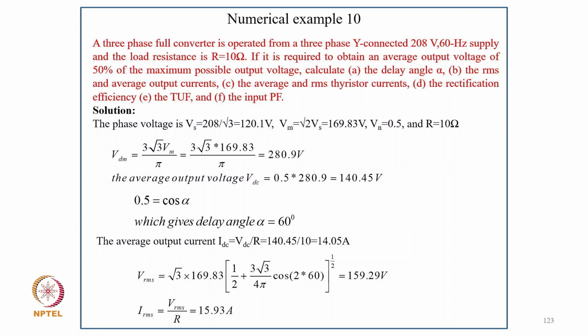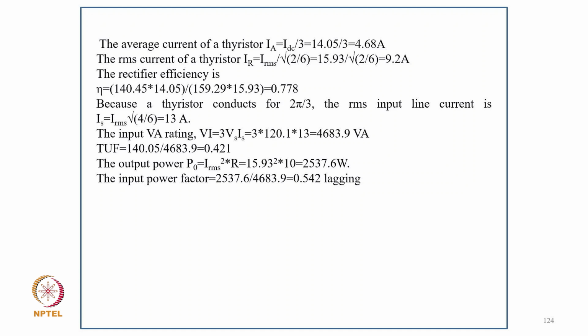Vdn equal to 3 root 3 upon pi Vm, that is 280.29, and the average voltage is 140 volt, with 0.5 equal to cos alpha, so alpha gives 60 degrees. The average current Idc equals Vdc upon R, that becomes 14.05, and when putting values Vrms comes to 159, and Irms equals Vrms upon R, that is 15.93 ampere. The average current of the thyristor is Idc by 3, that becomes 4.68.